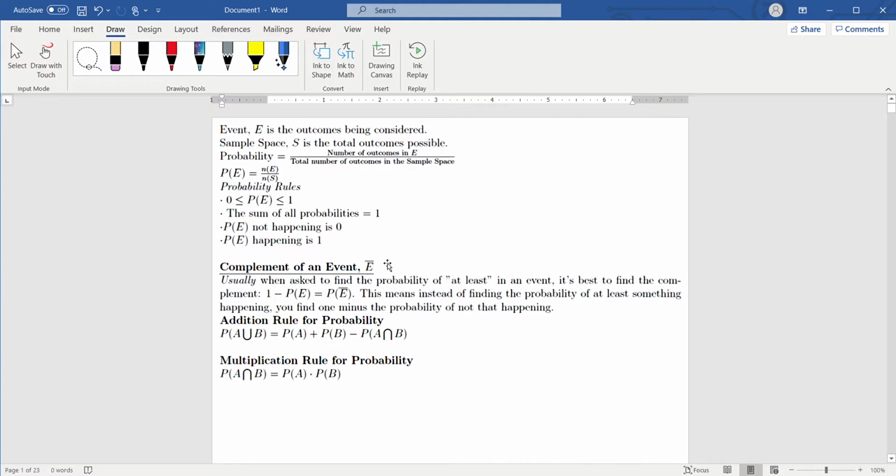Now, you do have this thing called a complement of an event. And the way you write that is you put a bar over whatever it's asking for. Now, I emphasize the word usually because this is not always, but usually when you're asked to find probability of at least something, that is a red flag going up saying do the complement. And the way to do that is for the actual calculation, it's 1 minus the probability of what it asks for happening.